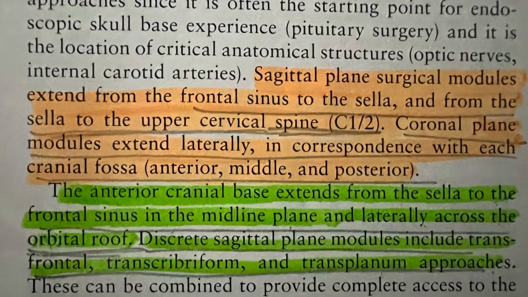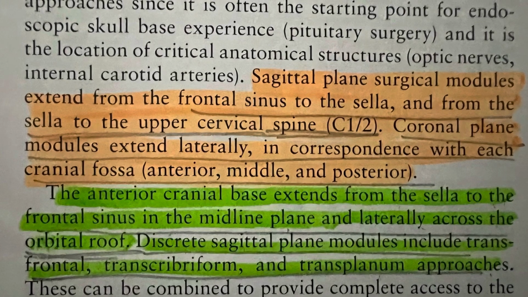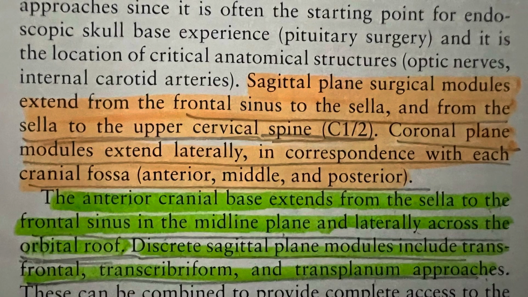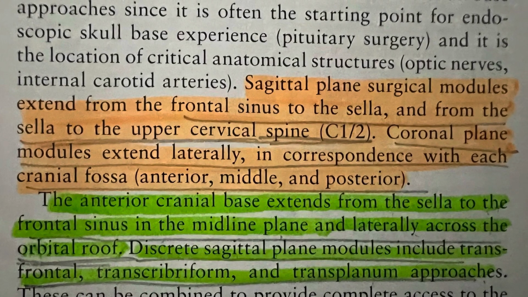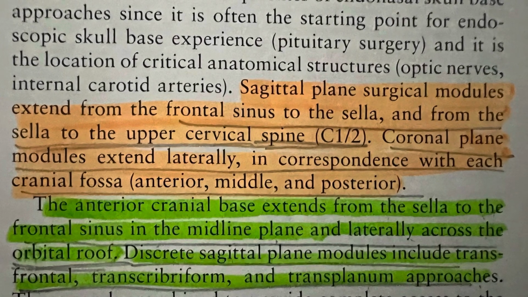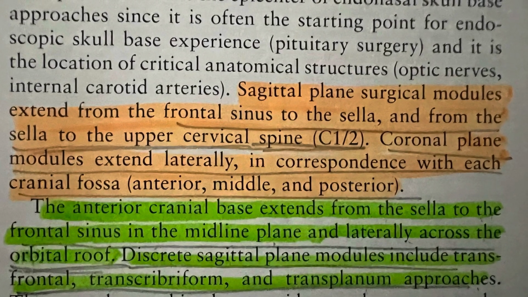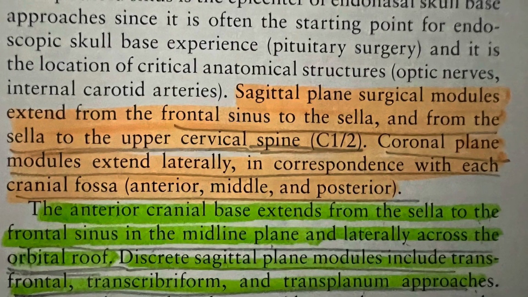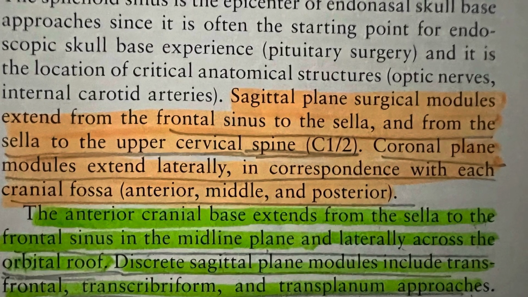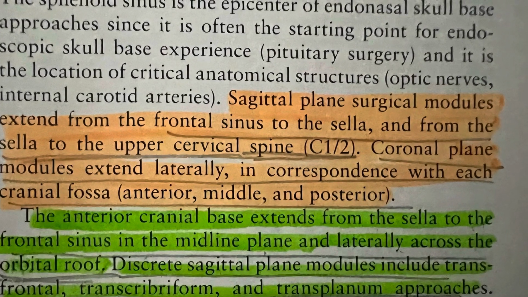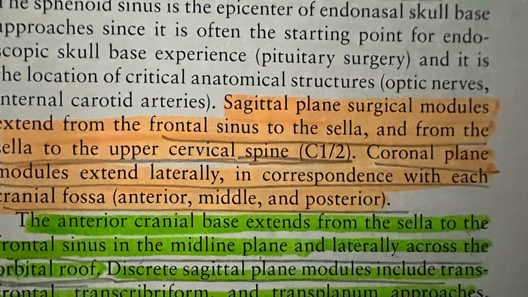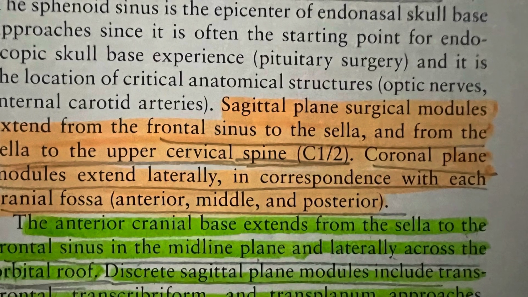Sagittal plane surgery includes the frontal sinus to the sella, and from the sella to the upper cervical spine. This is the sagittal plane. And the coronal plane extends laterally, and it corresponds with each cranial fossa: anterior, middle, and posterior cranial fossa. The anterior cranial fossa extends from the sella to the posterior table of the frontal sinus in the midline, and laterally across the orbital roof. Discrete sagittal plane modules include transfrontal, transcribriform, and transplanum approaches.